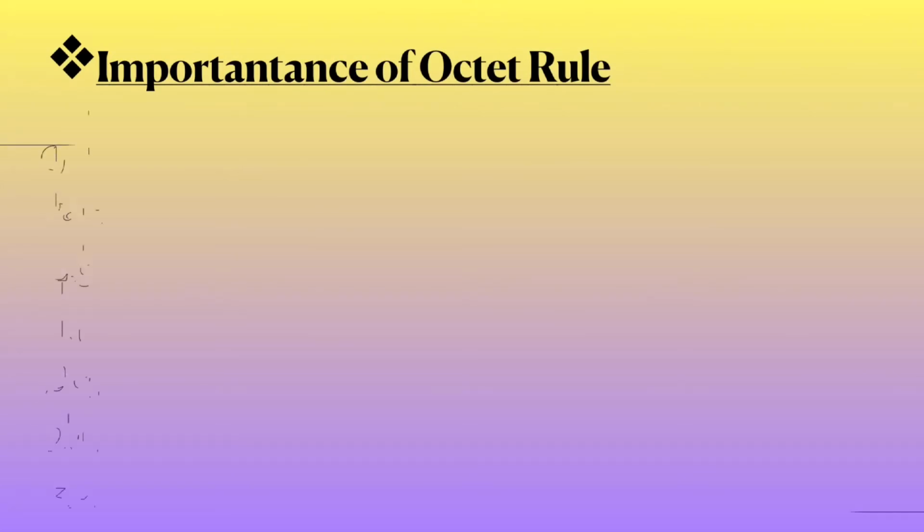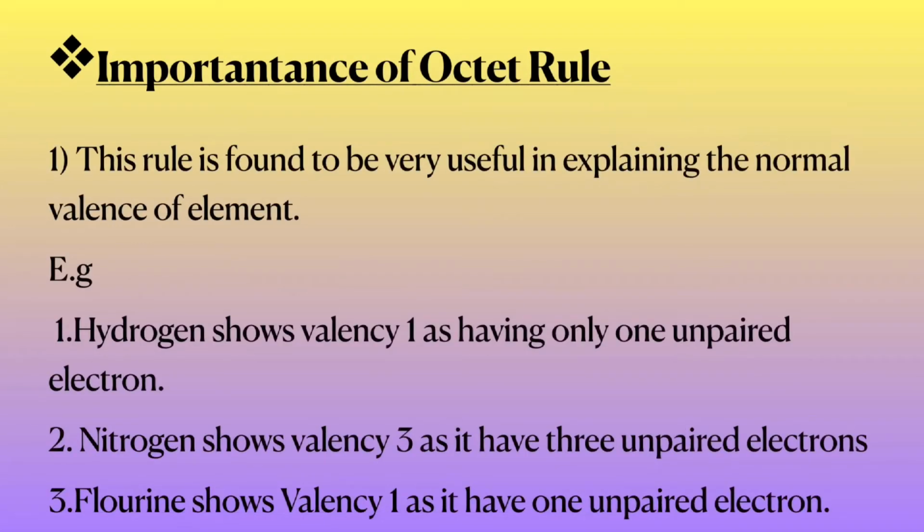Now let us consider the importance of the octet rule. So the first importance is that this rule is found to be very useful in explaining the normal valency of an element. For example, hydrogen shows the normal valency 1 as it contains only one unpaired electron. Another example, nitrogen atom. Nitrogen atom shows the valency 3 as it contains 3 unpaired electrons.